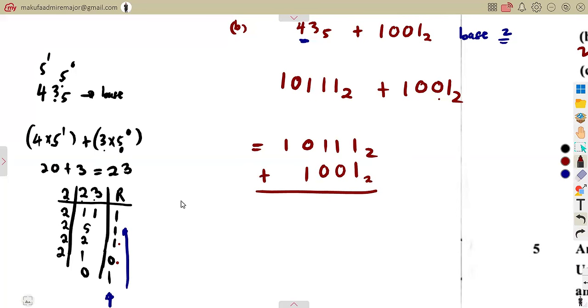Then we can add 1 plus 1, that's a 2. So remember, you cannot write 2 in base 2. You cannot write 2 in base 2. You divide by the base. So the 2 there is the base. So 2 into 2, that's 1. Remainder 0, the remainder.